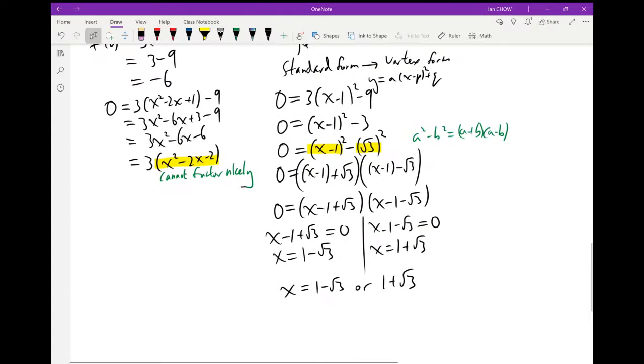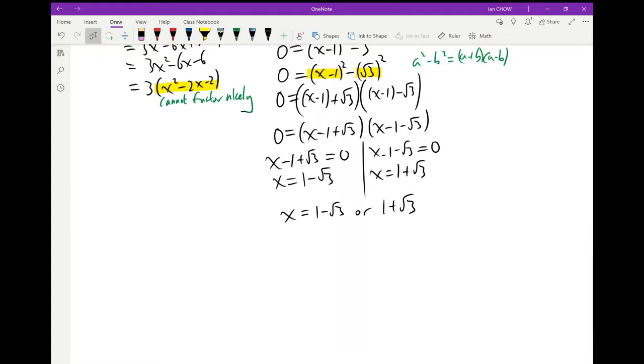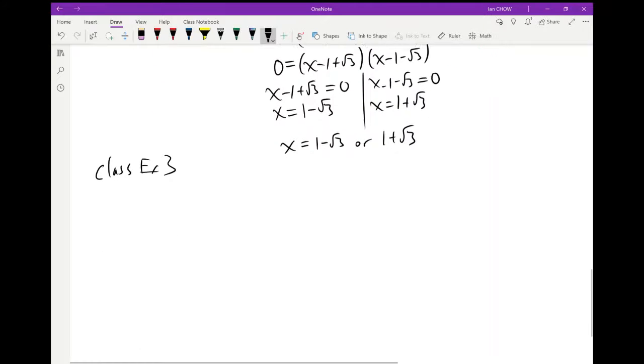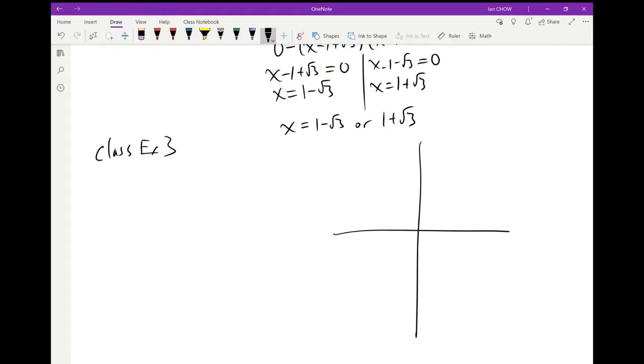Now, let's go to class example 3, and you will realize that we will do the same again. Class example 3. This time, it gives us a nice diagram that looks like this. Oh, sorry, that doesn't look too good. Looks like this. That looks a little bit better. And our vertex over here is at negative 1, 2, and then we have another point over here at negative 3, 1. So we are given a vertex and an extra point. We can find the equation in vertex form straight away.